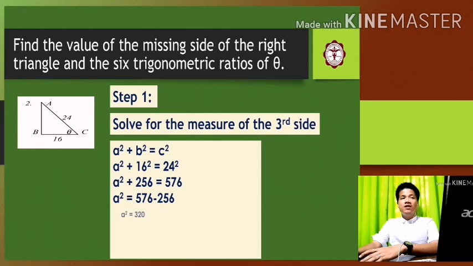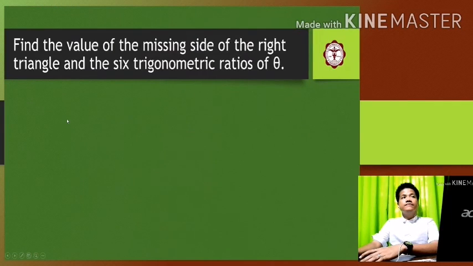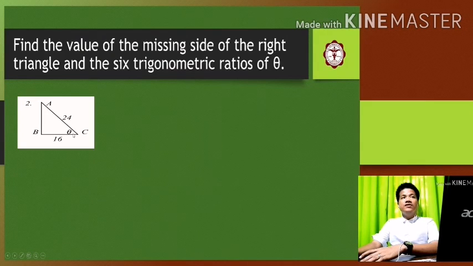256. So a squared is equal to 320, and to get the value of a, we need to get the square root of both sides. So we will have a is equal to the square root of 64 times 5. So a now, by simplifying, is equal to 8 square root of 5. So this is the value of a, 8 square root of 5. So this is b, 16, and c is 24. So this is the illustration.